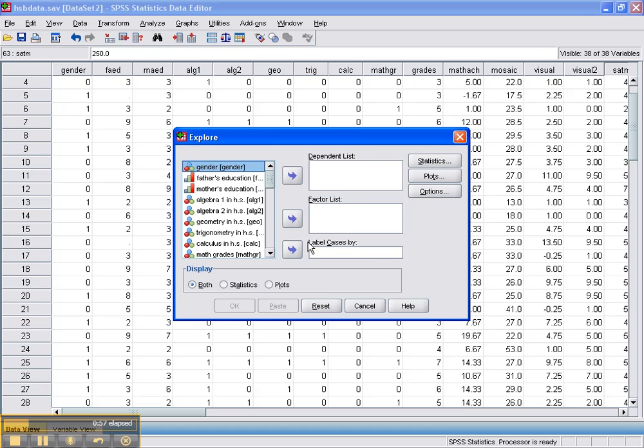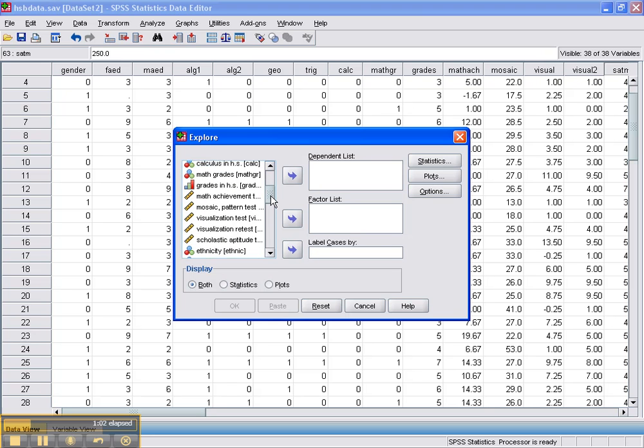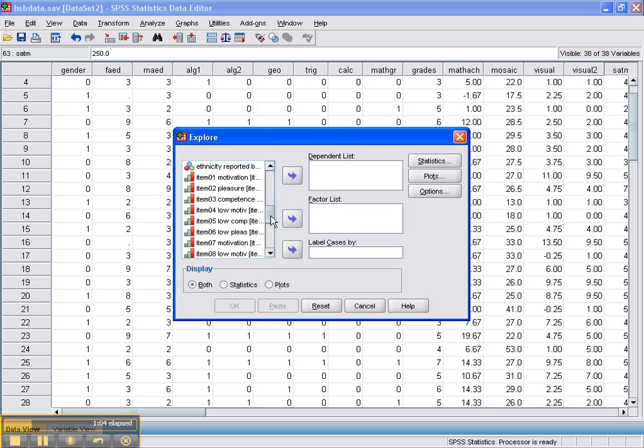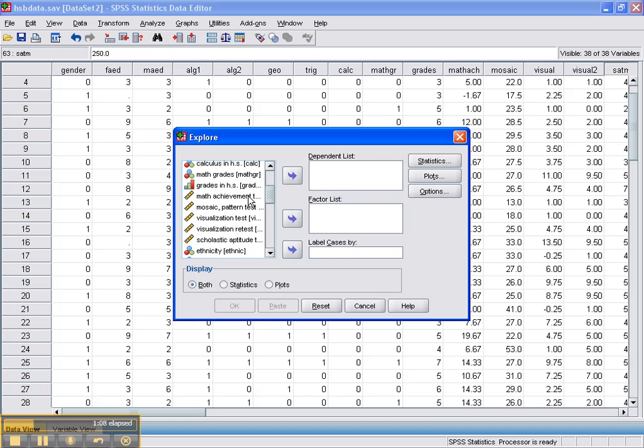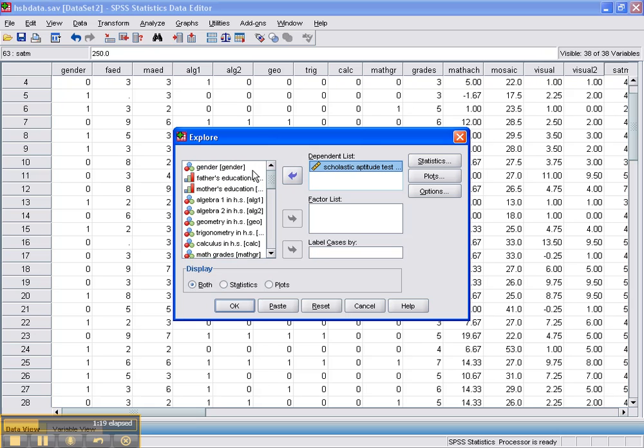And so, what are we supposed to do here? SAT math is to go into the dependent list. Let's find it. Nope. There it is. SAT math. Arrow it over. And our factor list is gender. Arrow it over.